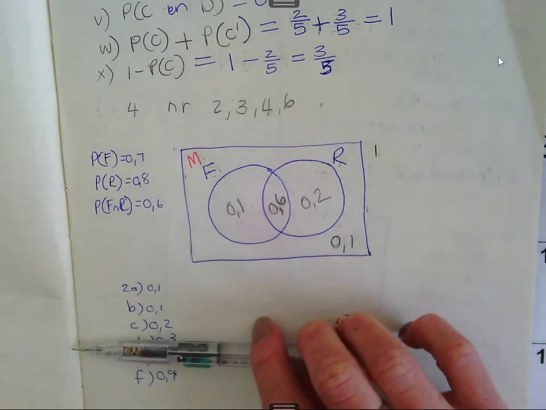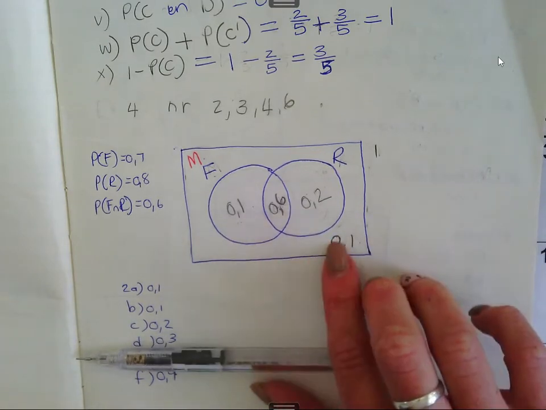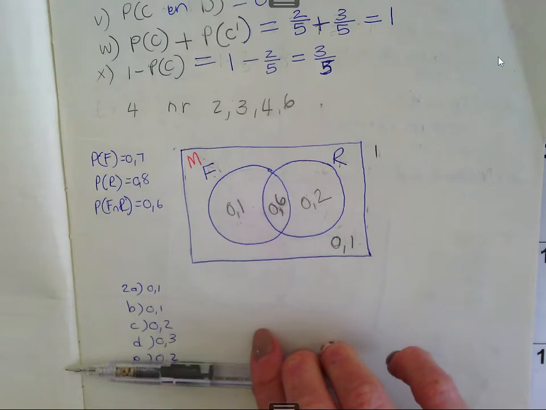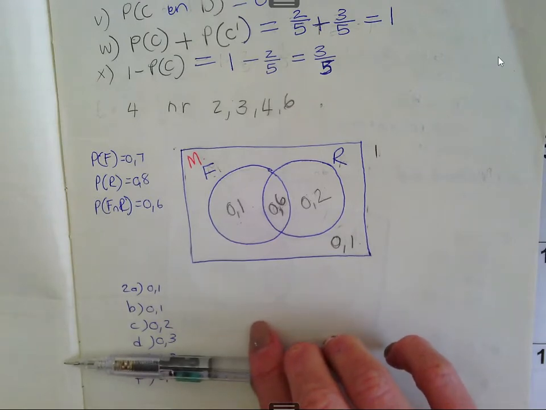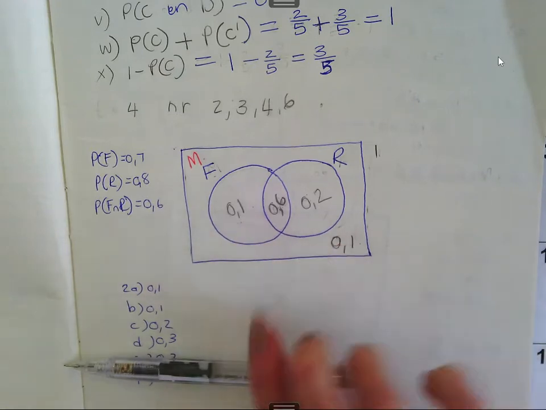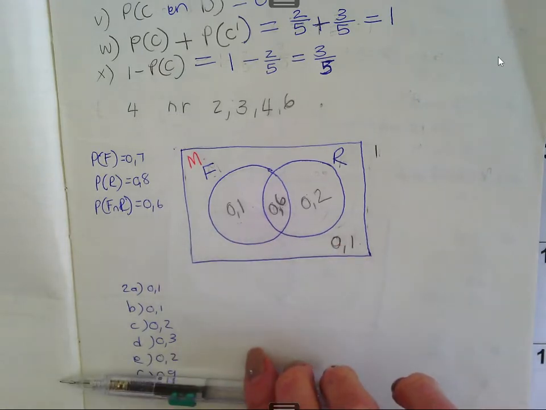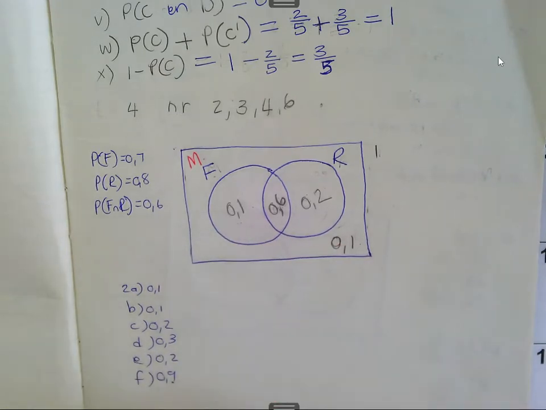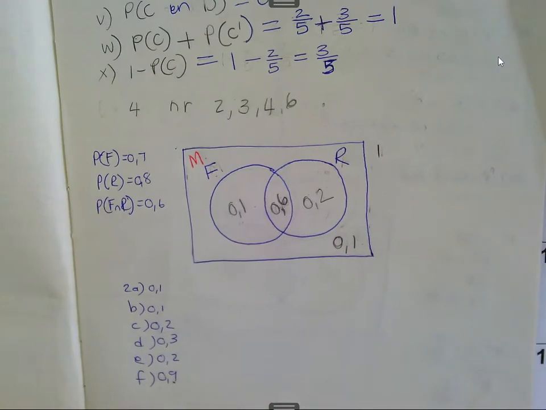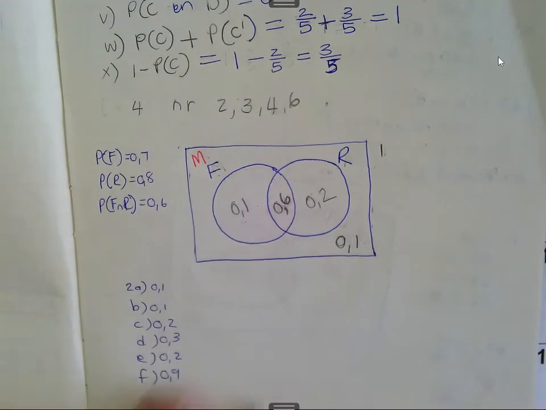The probability that he won't go to a movie is going to be 0.2 plus 0.1, which is 0.3. The probability that he won't go to a restaurant is 0.1 and 0.1, which is 0.2. The probability that he will go to either the one or the other will be everything in the circles, and that's 0.9. Do you all understand? Did you get it right? Okay.